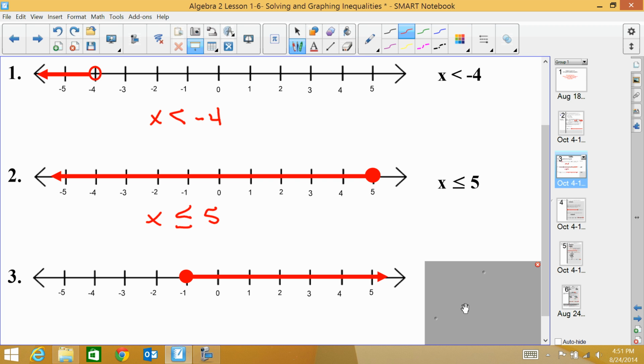Okay, and then finally number 3, we can use x again, and we have -1, and it's a closed dot, so it's going to be equal to, and it points to the right. So we want our symbol to point to the right to show greater than, and then the bar underneath to show equal to. All right.